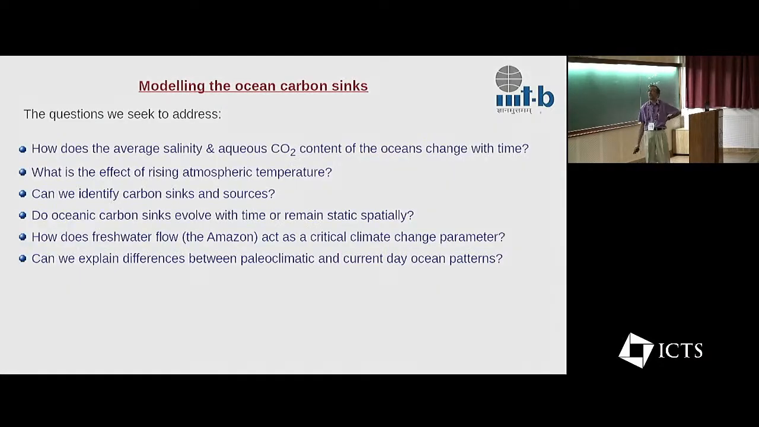So what we try to address is whether these carbon sinks can be predicted, whether the spatial temporal location changes with time, and how does the varying temperature in the atmosphere affect this? Will it remain static? Will it keep changing with time? What happens? What's the stability of these systems? And lastly, how does freshwater flow act as a control parameter for the system? The hunch was that this is a crucial control parameter, and we'll show that it is. And using this, can we explain differences between paleoclimatic patterns and current day systems?